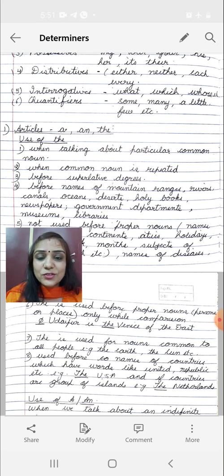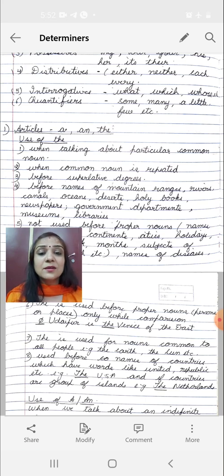Then in front of oceans also, the Atlantic Ocean, the Arabian Sea, that way we say. In front of names of deserts we say the Thar, like that. Then in front of names of holy books, the Bible, the Gita, the Quran, like that. Then in front of newspapers, you must have seen the Times of India, the Hindu, there everywhere we use it. In case of the government departments also, we say this is the income tax department, this is any sort of department, we'll use the word the.